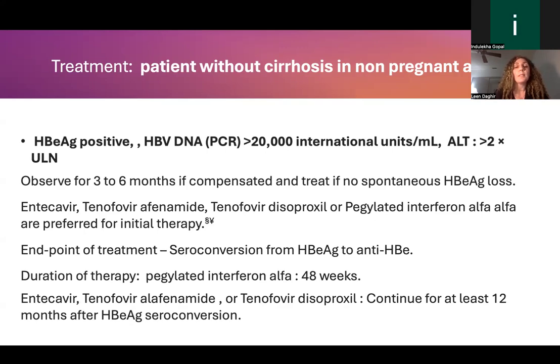Now, entecavir, tenofovir alafenamide, tenofovir disoproxil, or interferon alpha are preferred for initial therapy. The endpoint of treatment is when seroconversion from hepatitis B E antigen to antibody happens. Duration of therapy: interferon alpha about 48 weeks. Entecavir and tenofovir, at least 12 months after the seroconversion happened.